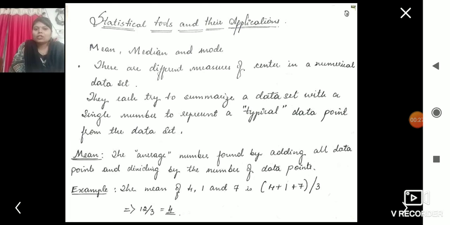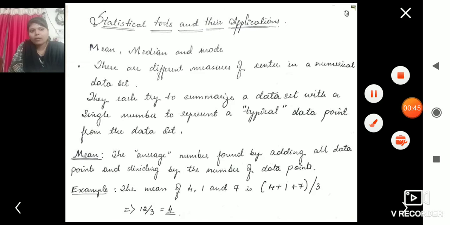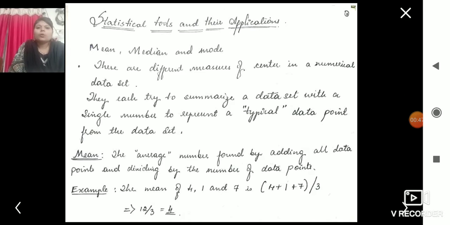They each try to summarize a data set with a single number to represent a typical data point from the data set. Usually these tools help us find a typical data point. So when they help us get a typical data point, how is it going to be used for us? I'll be telling you in this particular session.